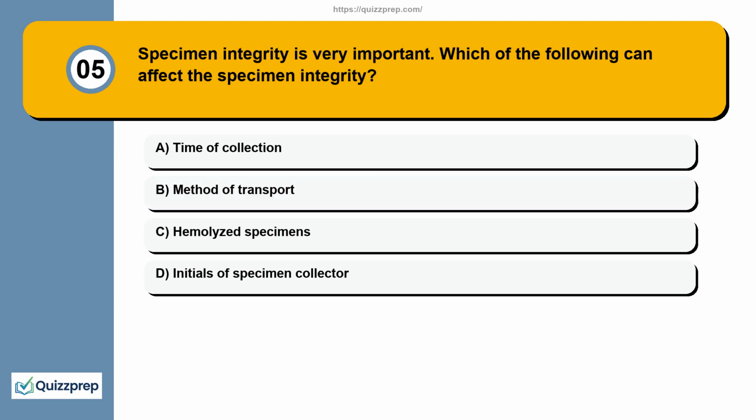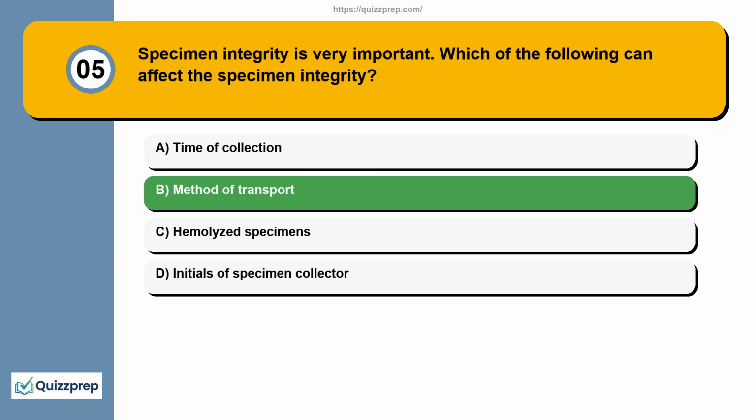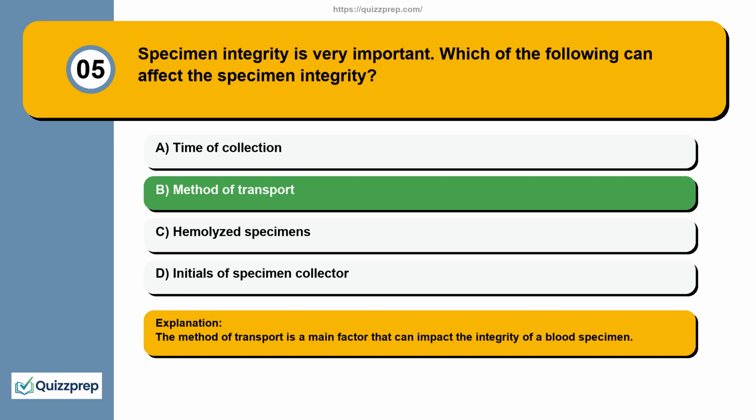Question 5. Specimen integrity is very important. Which of the following can affect the specimen integrity? Time of collection, method of transport, hemolyzed specimens, initials of specimen collector. The method of transport is a main factor that can impact the integrity of a blood specimen.